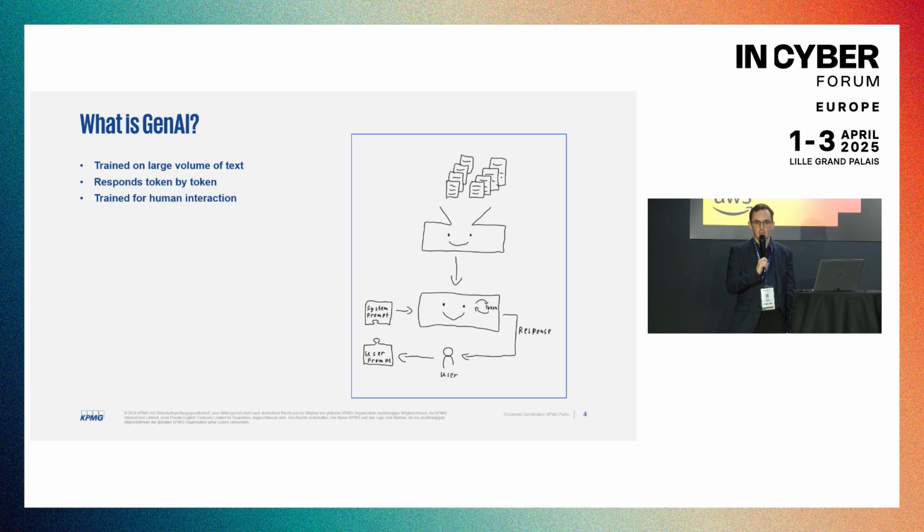So just the brief basic facts about Gen AI. For everyone to remind ourselves, Gen AI models, we will be talking about large language models here. So when I say Gen AI, I mean those based on large language models. They are trained on a large volume of text. And really important, they respond token by token. So they will basically make up as they go, syllable by syllable, the words that they give back to you as a response.